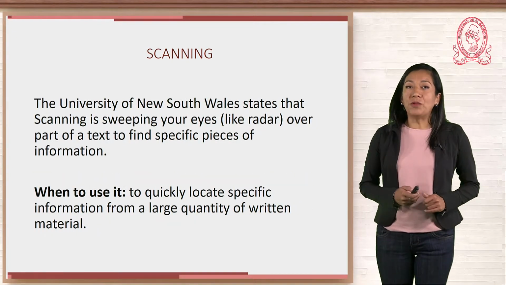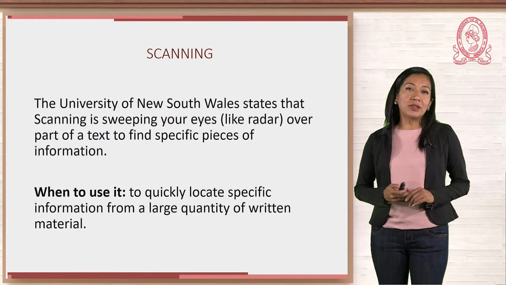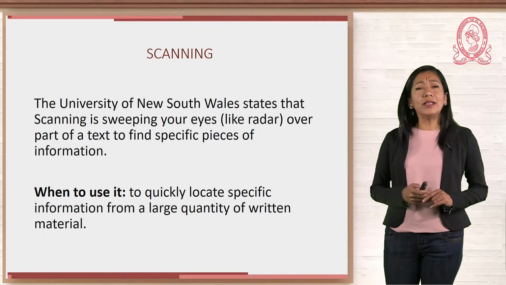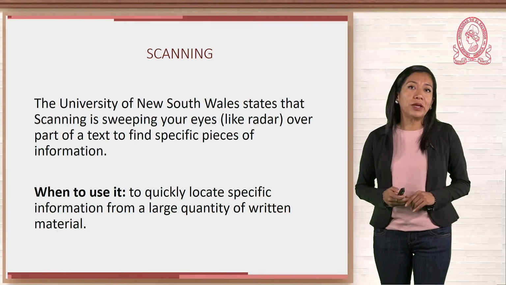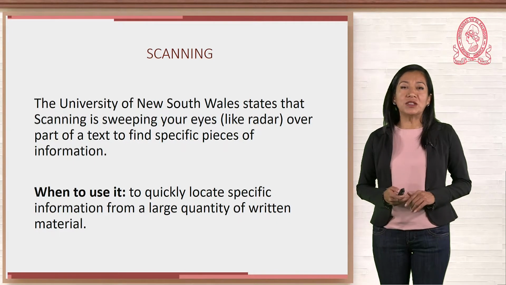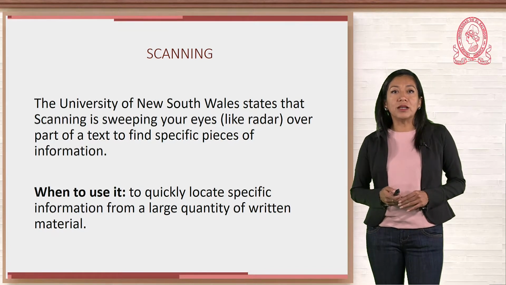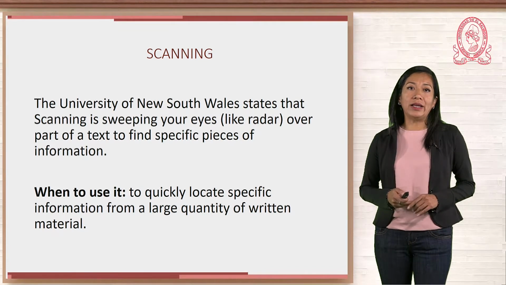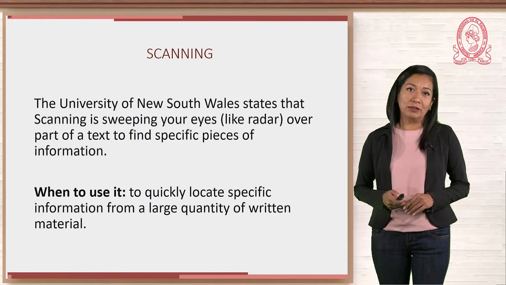Let's continue with more information about scanning, this time from the University of New South Wales. On its website, the university states that scanning is sweeping your eyes like a radar over part of a text to find specific pieces of information. But when do we have to use scanning? We have to use it to quickly locate specific information from a large quantity of written material.